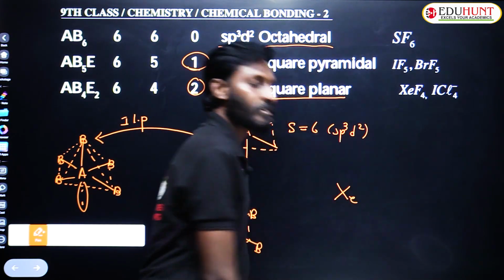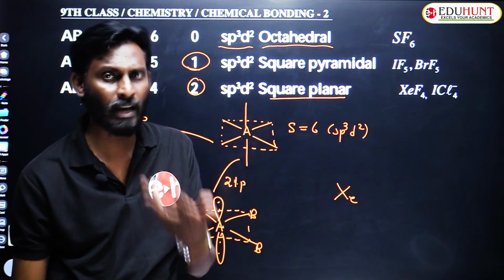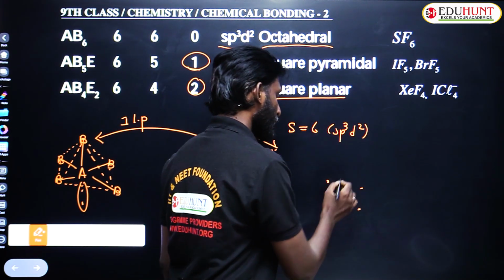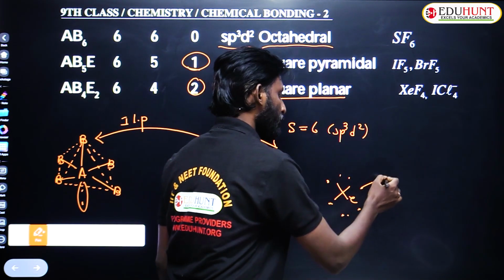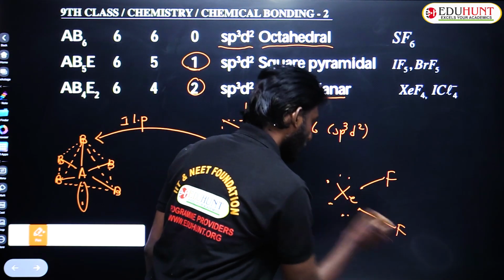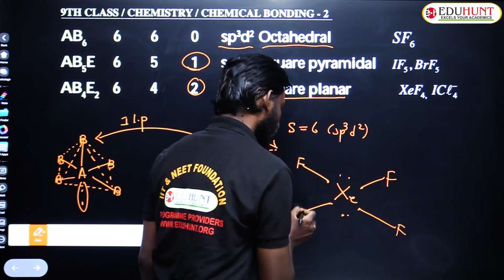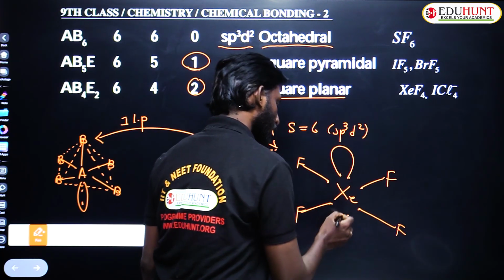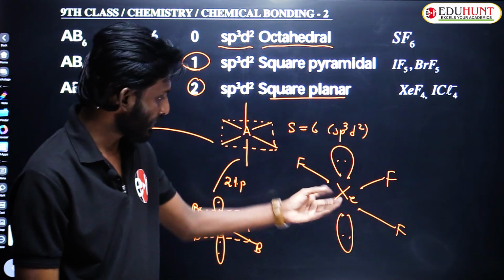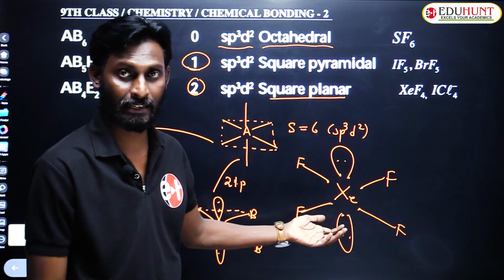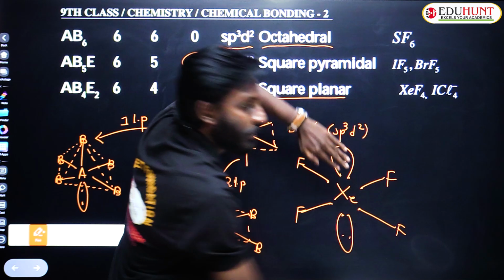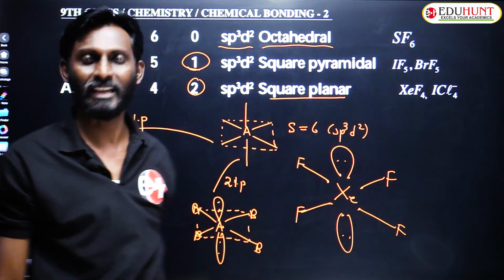What is the number of valence electrons in xenon? 8 valence electrons, right? 1, 2, 3, 4, 5, 6, 7, 8. One fluorine. I hope you know fluorine forms a single bond. Another fluorine, another fluorine, another fluorine, and these lone pairs. So electron geometry is octahedral, but for the shape, don't consider these lone pairs, then the shape is square planar. I hope you understand this.